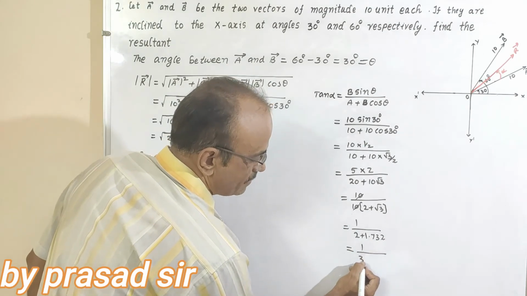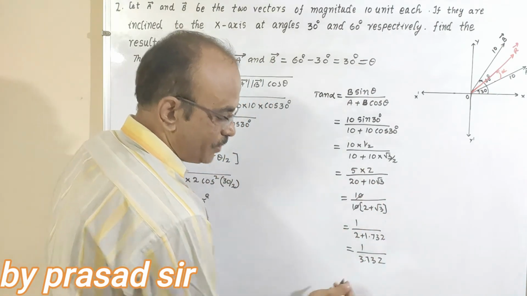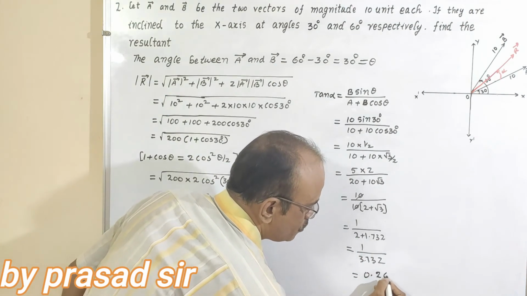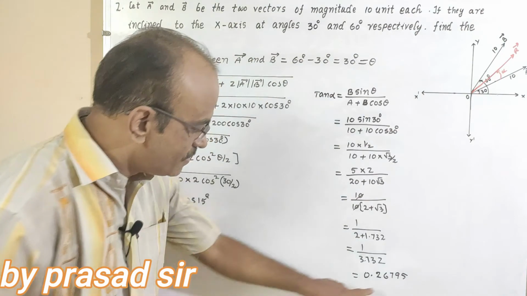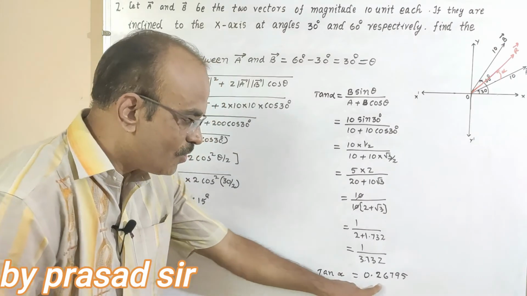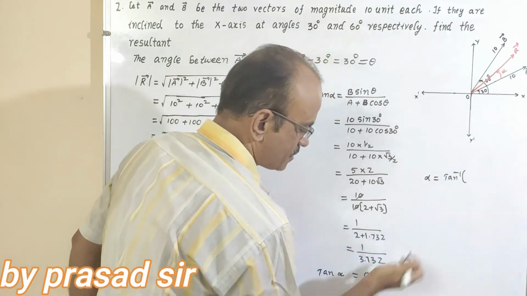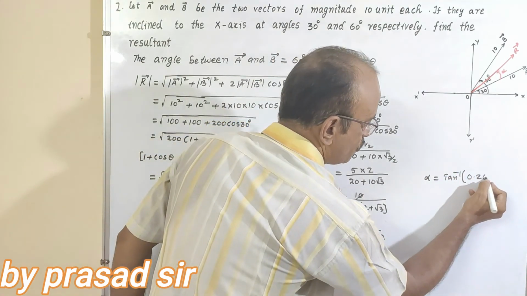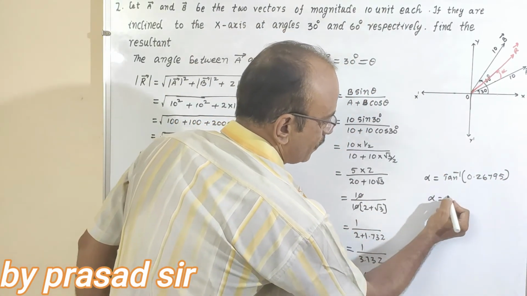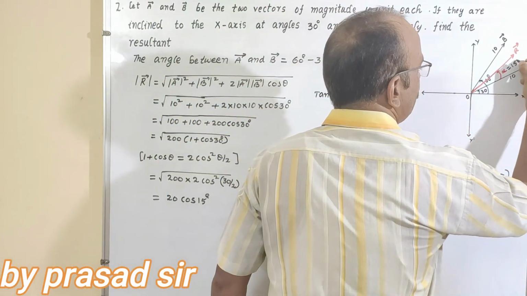So 1 divided by 3.732. Now the final answer is 0.26795. So tan alpha is equal to this. Alpha is equal to tan inverse of 0.26795. So what is this angle? 15 degrees. So that means this angle is equal to 15 degrees.